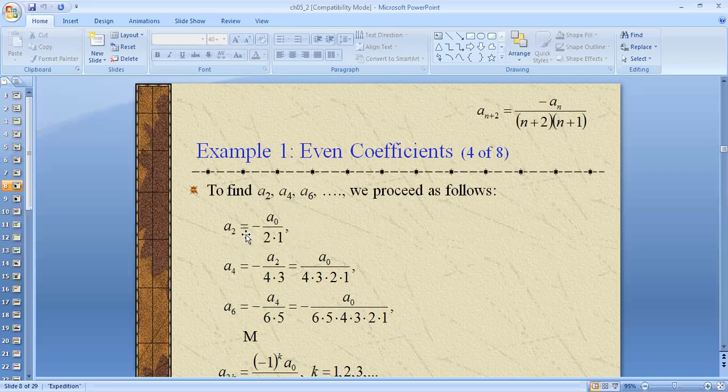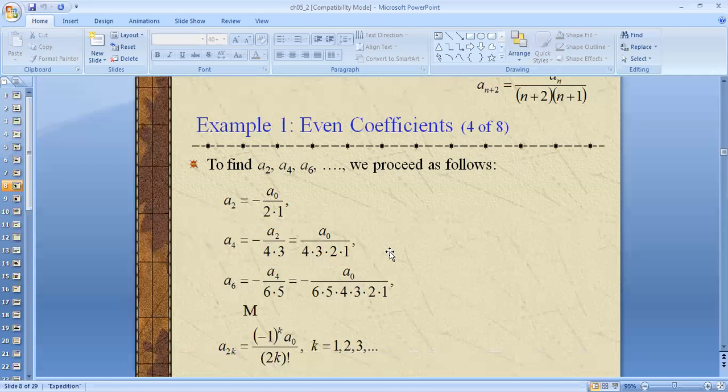a2 equals what? Minus n a naught divided by 2 into 1, just putting n equals 0 here. And a4, just putting n equals 2, then you get 4 into 3. This we can make a factorial: 4 into 3 can be written as 4 into 3 into 2 into 1, 4 factorial, like this. So a6 can be written as 6 into 5.